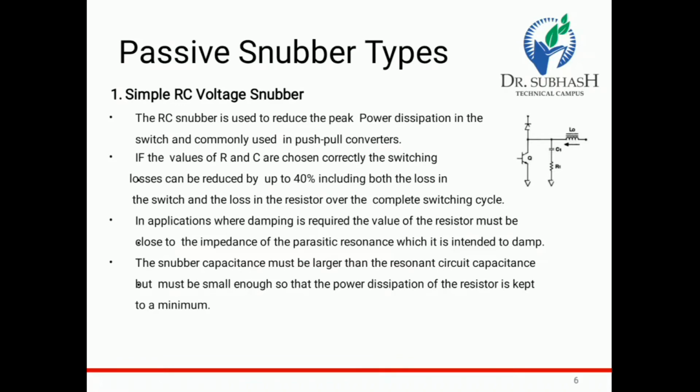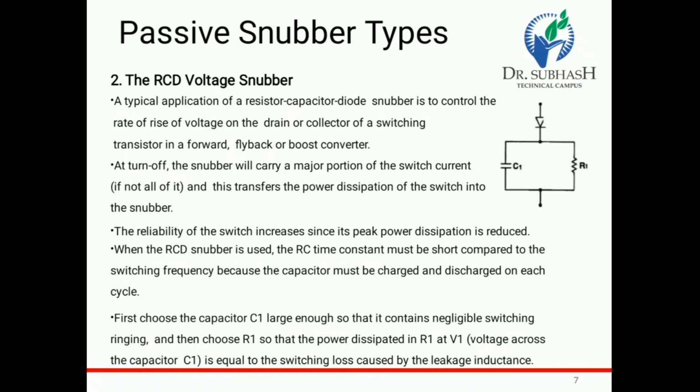Now the second case of the passive type of snubber circuit is known as the RCD voltage snubber circuit. The typical application of the resistor, capacitor and diode snubber is to control the rate of rise of voltage on the drain or collector of a switching transistor in forward, flyback and boost converters.